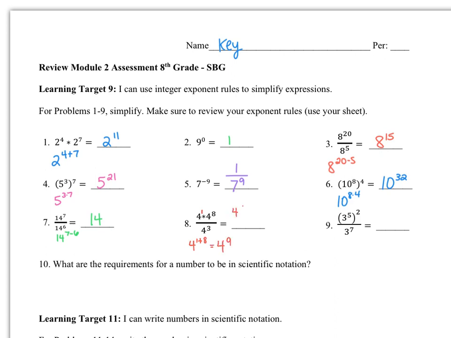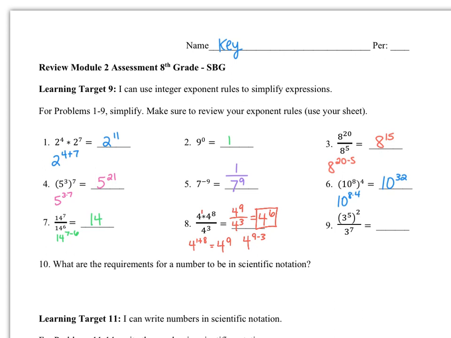So I'm going to go ahead and write 4 to the 9th over, we haven't done anything to the denominator yet, so 4 to the 3rd. Now we use the quotient rule. So when you divide two powers with the same base, you subtract the exponents. So 4 to the 9 minus 3, or 4 to the 6th. And that will be your final answer, 4 to the 6th.